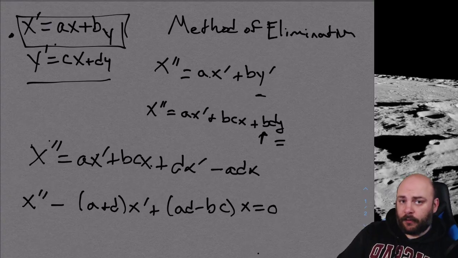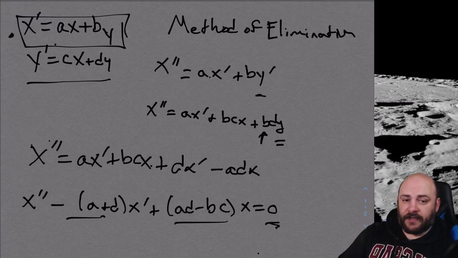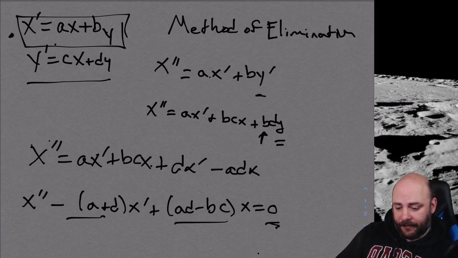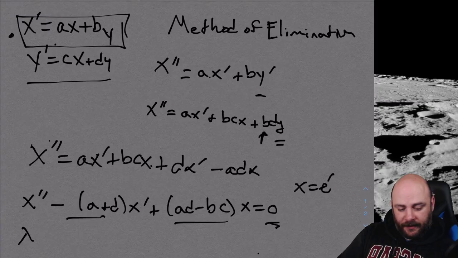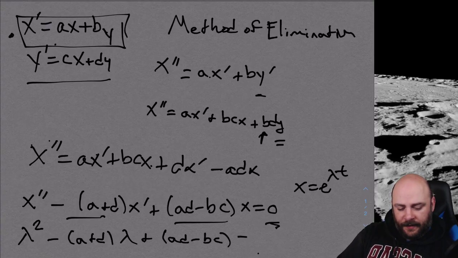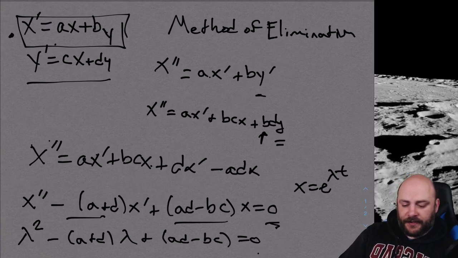Now this is a second order differential equation. It's got constant coefficients, so those guys are numbers, and it's homogeneous. We definitely know how to solve this, okay? It comes down to the characteristic polynomial by basically supposing that x equals e to the lambda t and plugging that in and simplifying to something like this: lambda squared minus (a plus d) lambda plus ad minus bc equals 0. And we solve this for lambda.